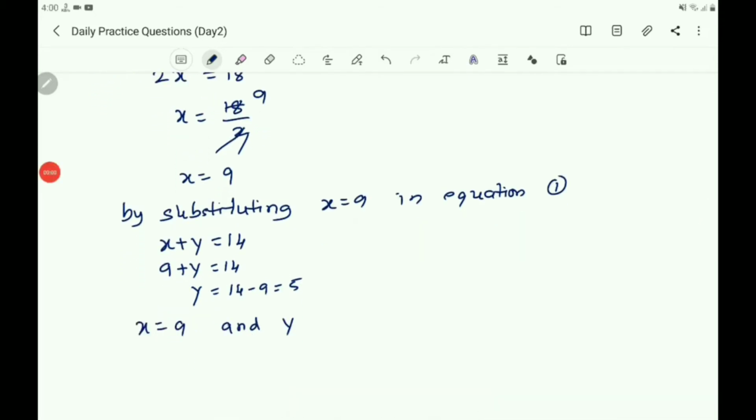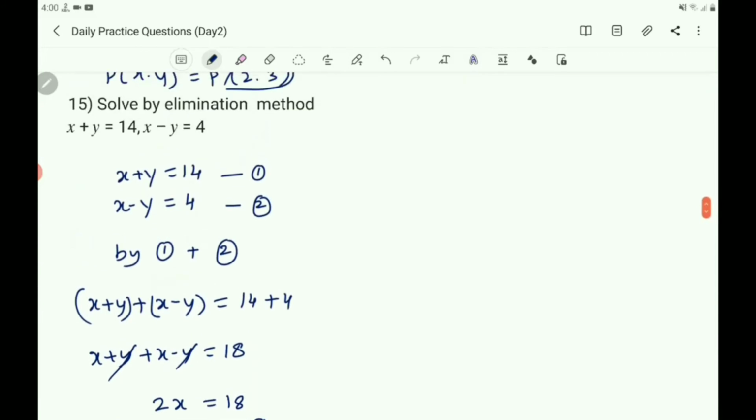So you got x equals 9, y equals 5. If you verify, 9 plus 5 gives 14 and 9 minus 5 gives 4. So you got the values which satisfy both the equations.